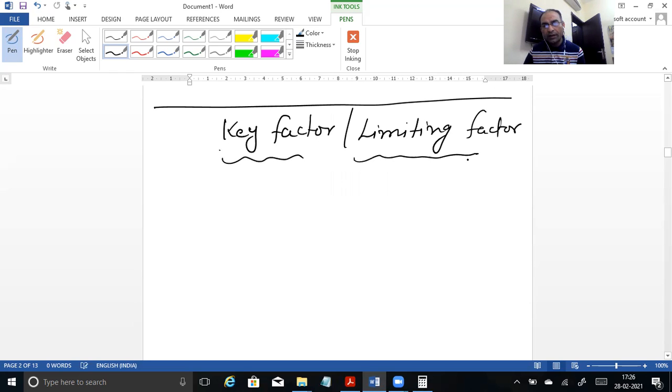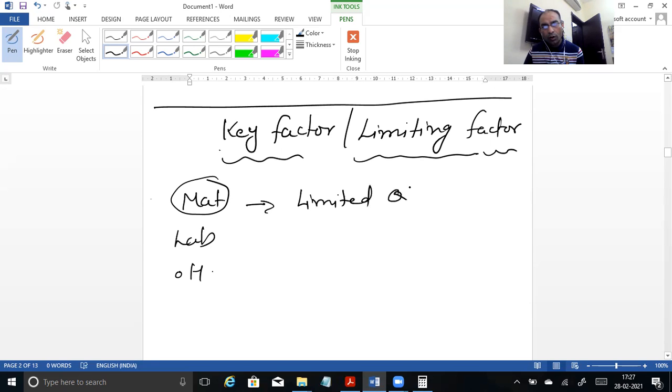So for example, I'm manufacturing a certain item. In that I need material, I need labor, I need overhead, variable overheads. So these are my variable costs. Without these I cannot produce that item or that product. Say for example, I have material in a limited quantity, or you can say it is not available in much quantity from the market. So this becomes a very important factor for me.